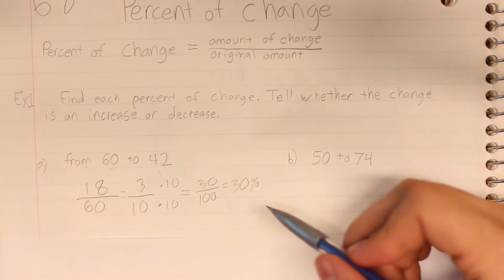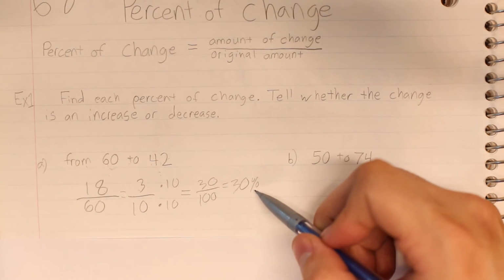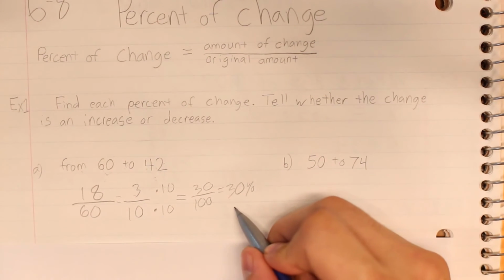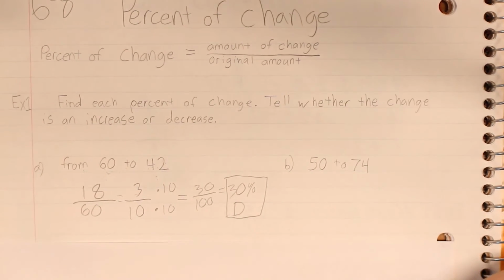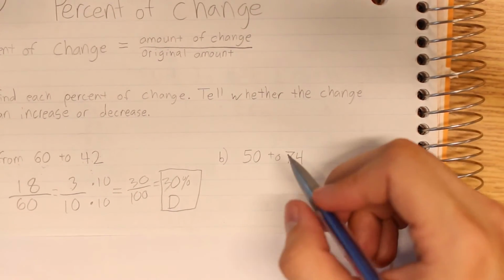So the percent of change is 30%. There's been a 30% decrease, okay? So I'm just going to put a D right here, right underneath this, and box this in. This tells me that it's 30% and a decrease. Over here we do the same thing.